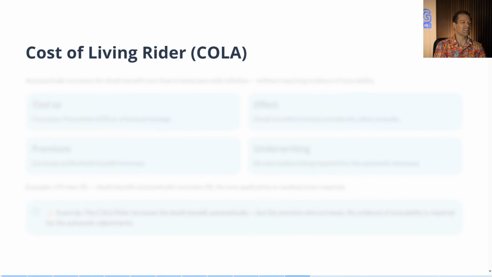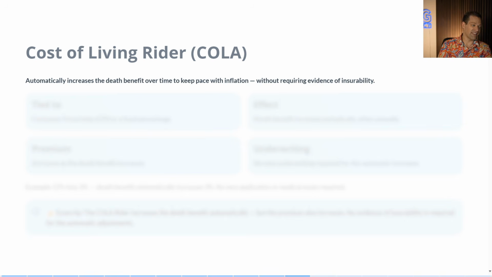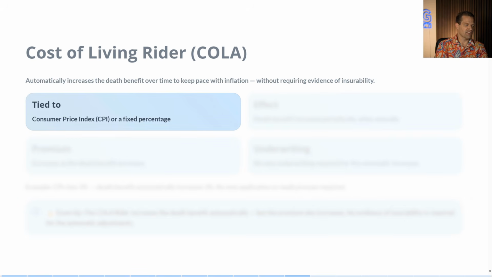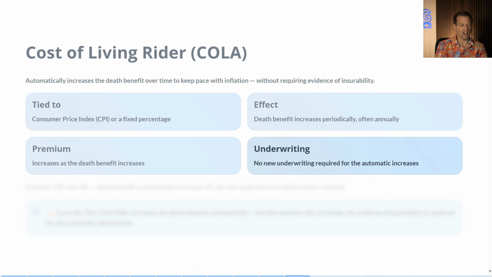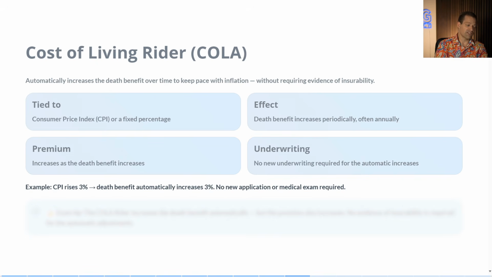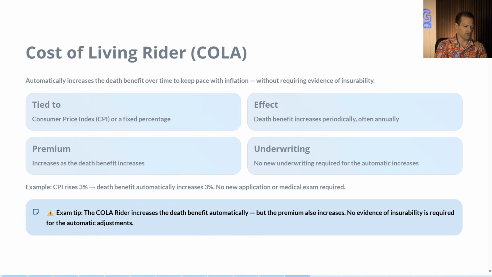There's also a cost of living rider, which automatically increases the death benefit over time to keep pace with inflation without requiring evidence of insurability. So it's tied to things like the consumer price index or a fixed percentage. The effect is the death benefit increases periodically, often annually. The premium increases as the death benefit increases, and there's no new underwriting. Okay, so let's say the CPI increases 3%, the death benefit increases 3%. You don't need to do an application or a new medical exam.